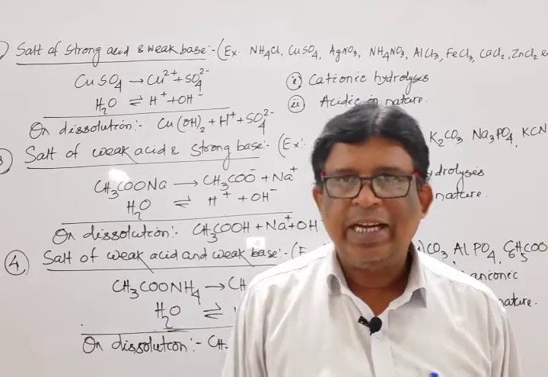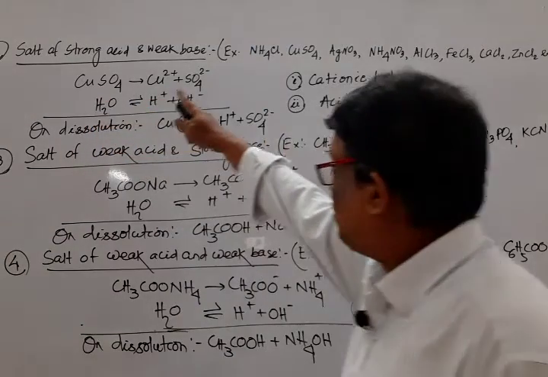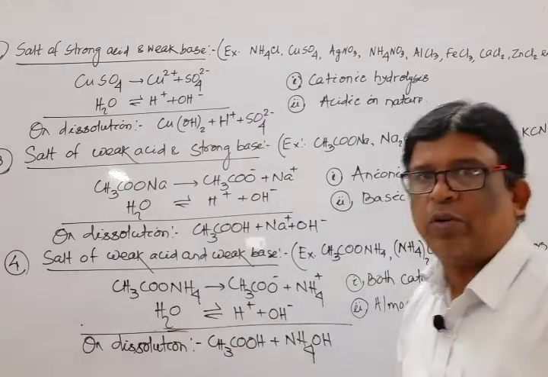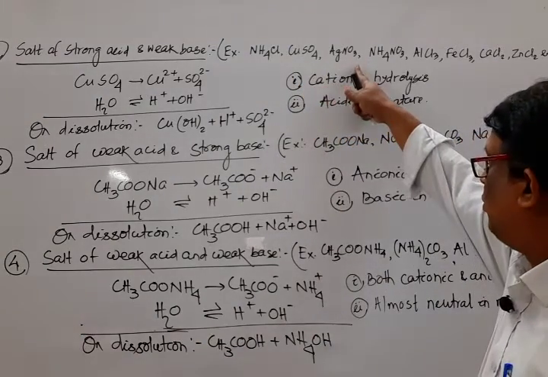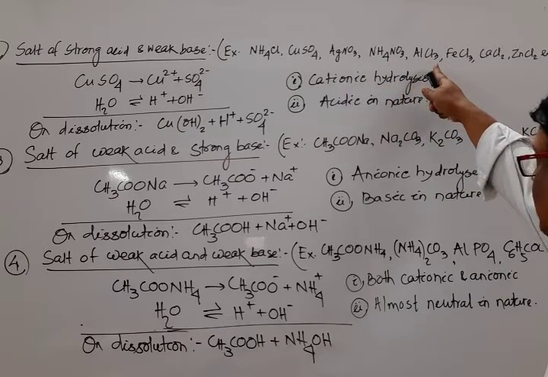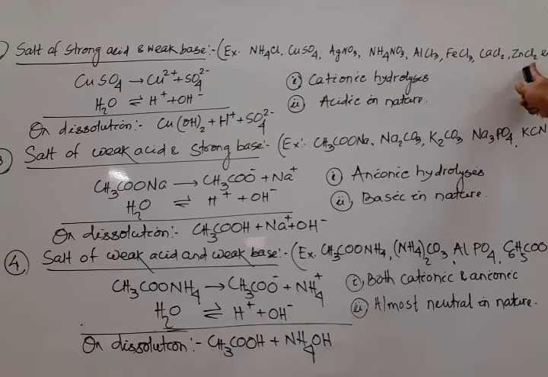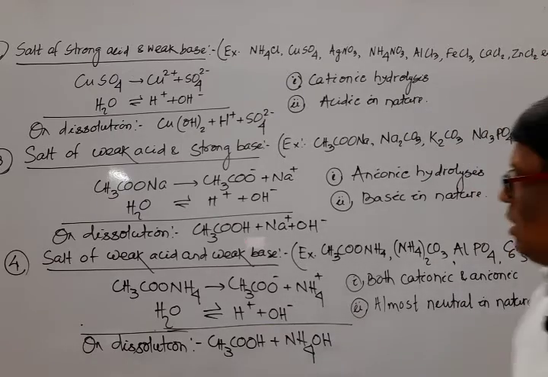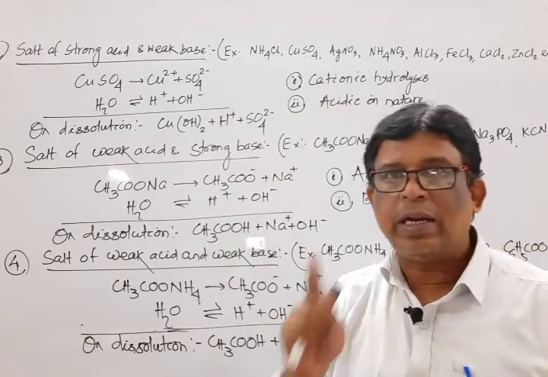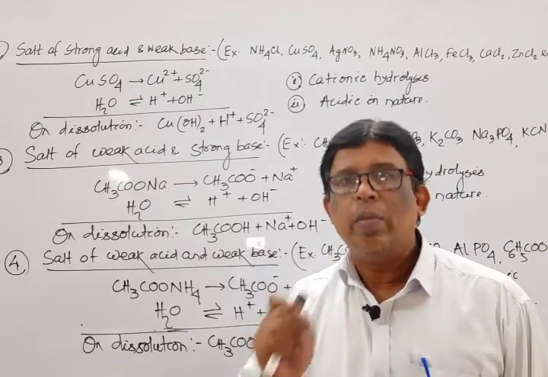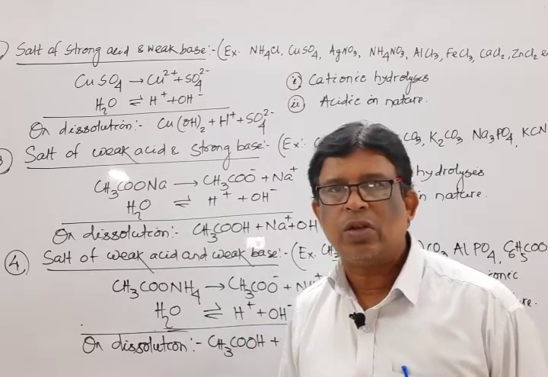Move to the second type of hydrolysis of salt, that is salt of strong acid and weak base. Some common examples: ammonium chloride, copper sulfate, silver nitrate, ammonium nitrate, aluminum chloride, ferric chloride, calcium chloride, zinc chloride, etc. You can select any example. I select one. Remember that each one is a 2-mark question. Predict the type of hydrolysis and the nature of the aqueous salt solution.